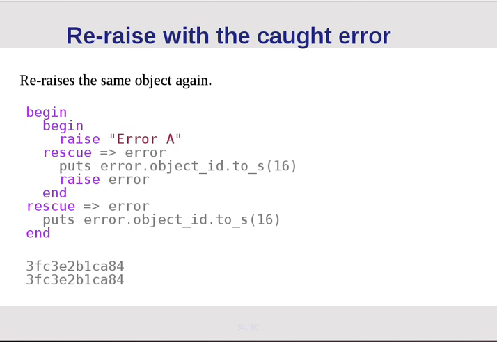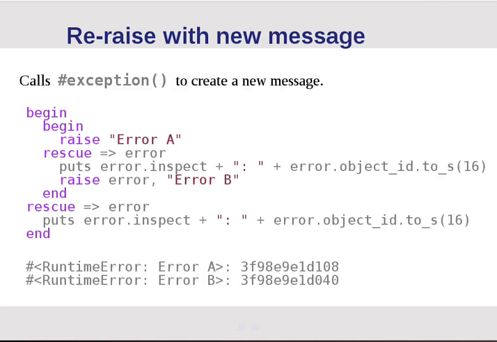While handling an exception, we can also re-raise with the same exception object. What this code demonstrates is that when you do that, it re-raises the exact same object. No new exception is created. We can re-raise the same object but with a new message. In that case, a new object is created.